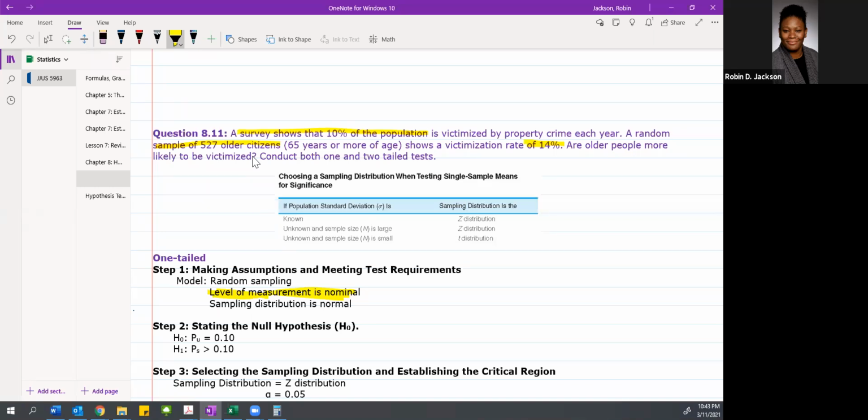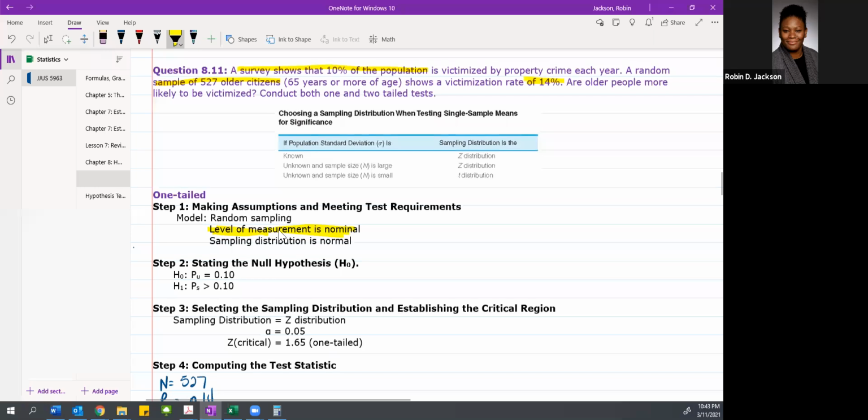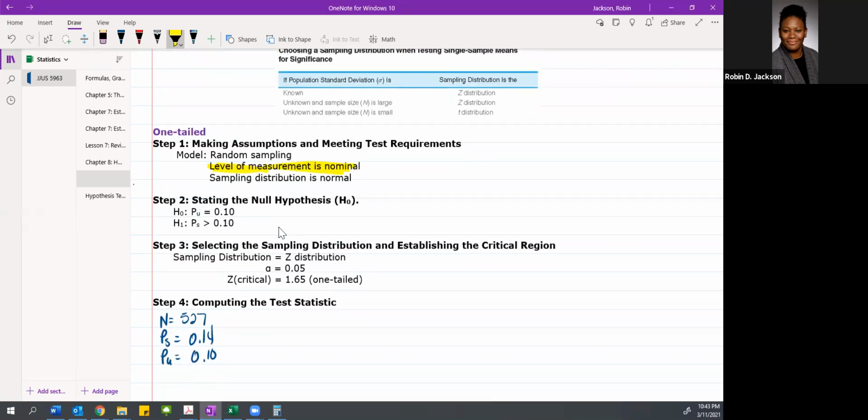This is actually looking at victimization, something that's happening to people. So this is something that's categorical. It might be a yes or no answer. It could be a question on a survey asking a citizen if they've been victimized. Have they been the victim of property crime? And they would answer yes or no. That's categorical. So the level of measurement is nominal, and you have to make sure you identify that.